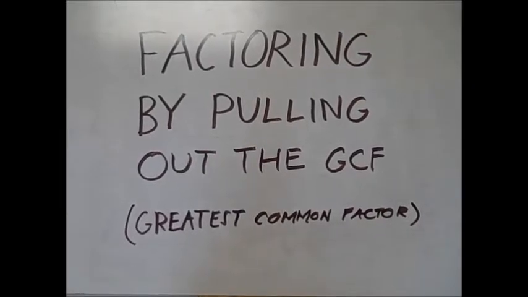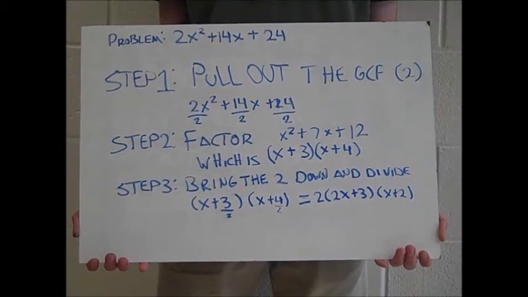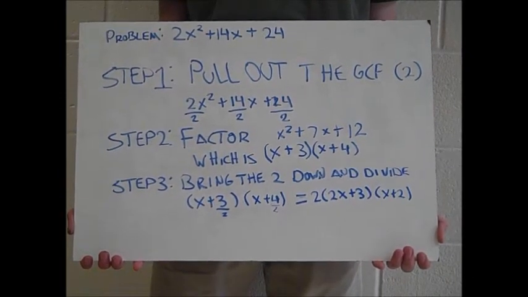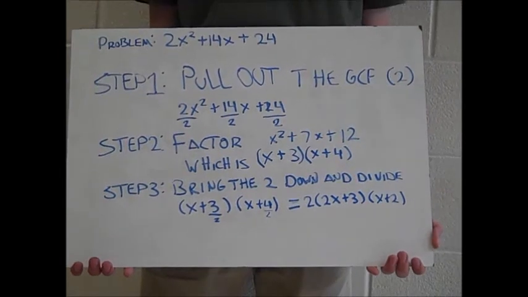Factoring by pulling out the greatest common factor. For the first problem, we have 2x squared plus 14x plus 24. Step 1 says to pull out the greatest common factor, which in this case is 2.